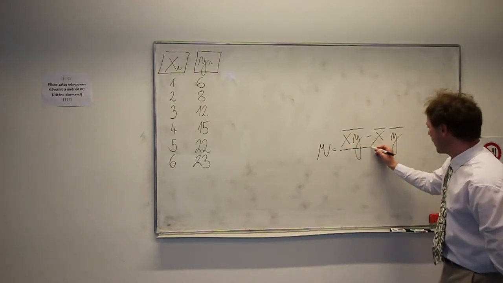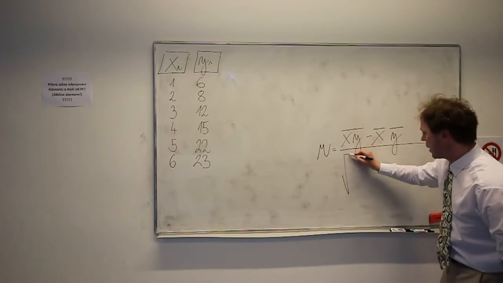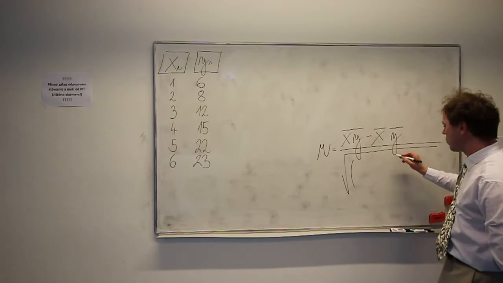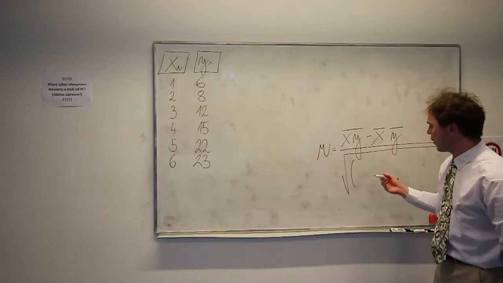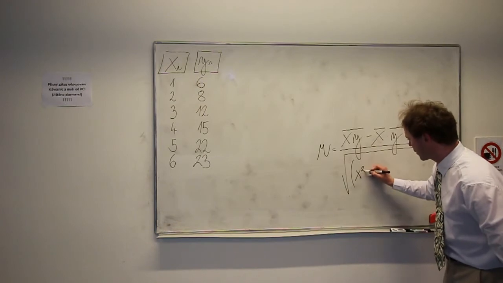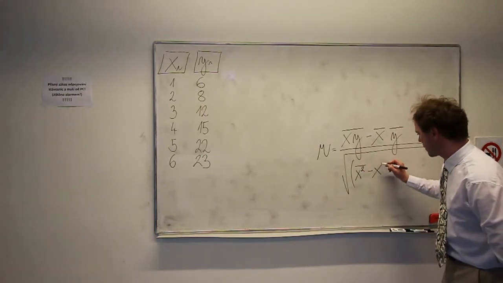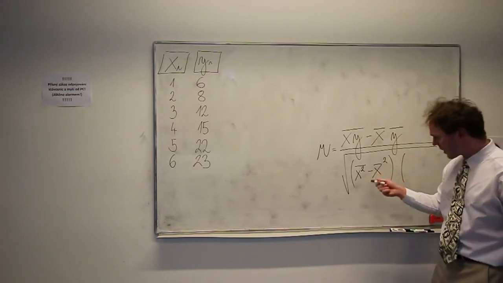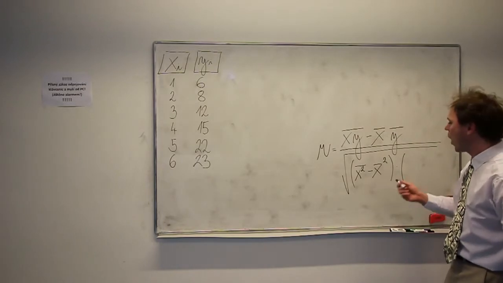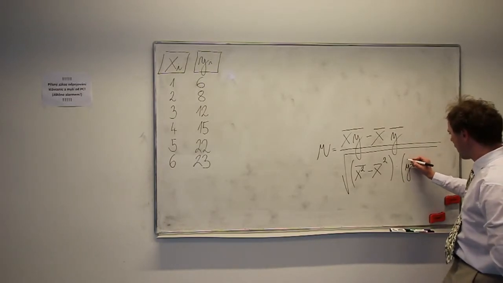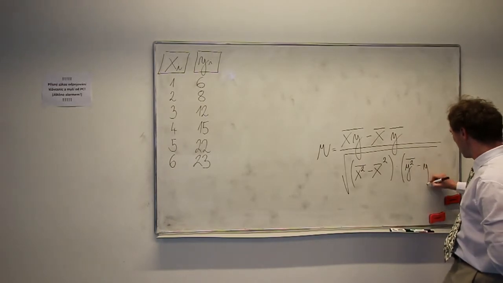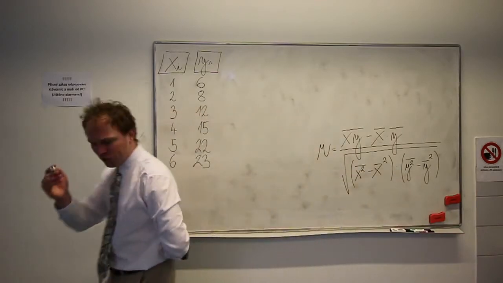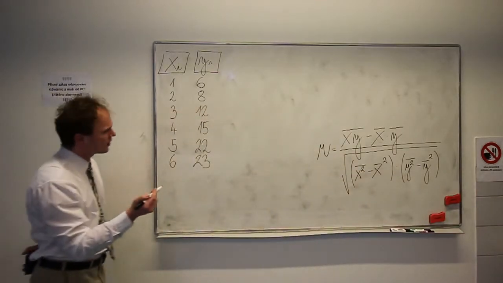And in the denominator there is a square root. And below this root we have a multiplication of two differences. There is the difference: x squared mean minus x mean squared, times the same but with variable y. So y squared mean minus y mean squared. So this is the formula of the correlation coefficient.